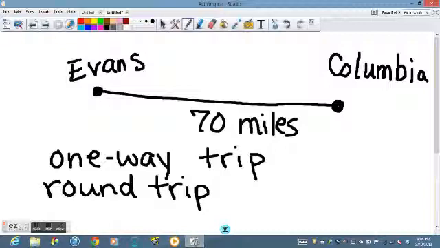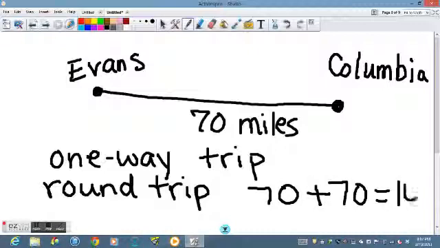And so if I asked you how far is a round trip from Evans to Columbia, that means you go from Evans to Columbia and then you come back home to Evans. So that would be 70 plus 70, which is 140 miles. So what you have to know is when you see round trip, that just means you're going somewhere and you're coming back the same way that you went.